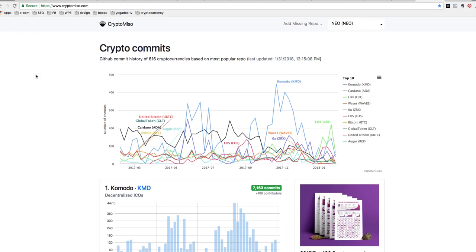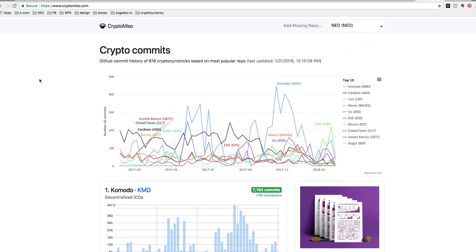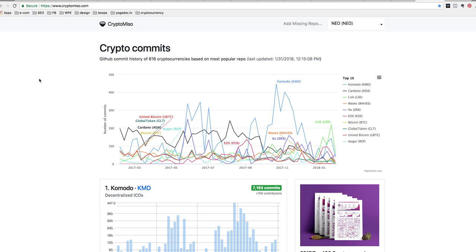And CryptoMiso can put coins on your radar that may not have been on your radar, and also give you a new perspective on some of the coins that you're investing in right now. What it basically does is chart the frequency with which the code base of the coin is updated, so how much developer activity is going on in the coin. These are all charts of relative commits on GitHub, which are code changes, changes to the code base, and that just gives you an idea of how hard they're working on this project.